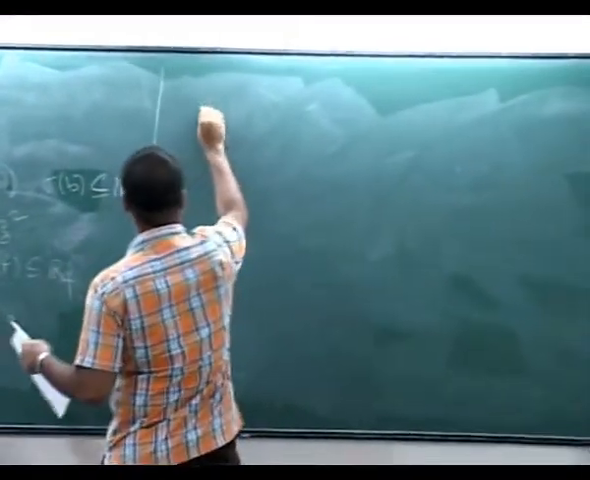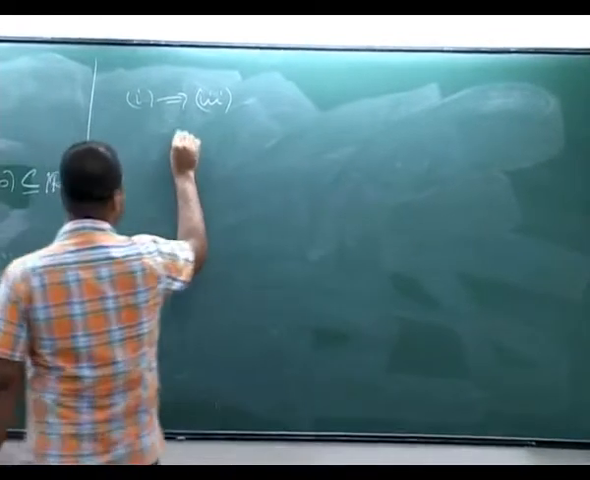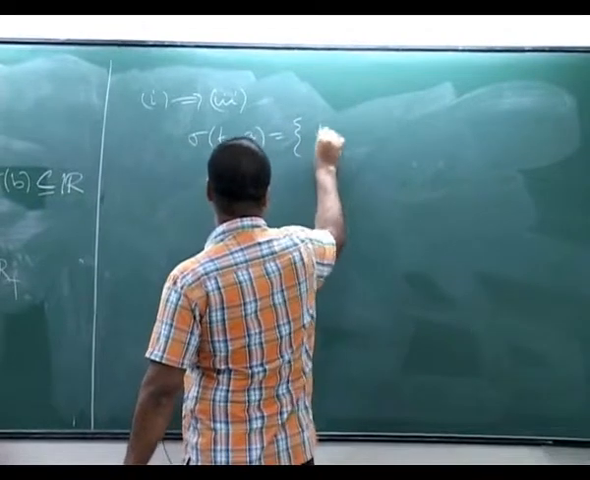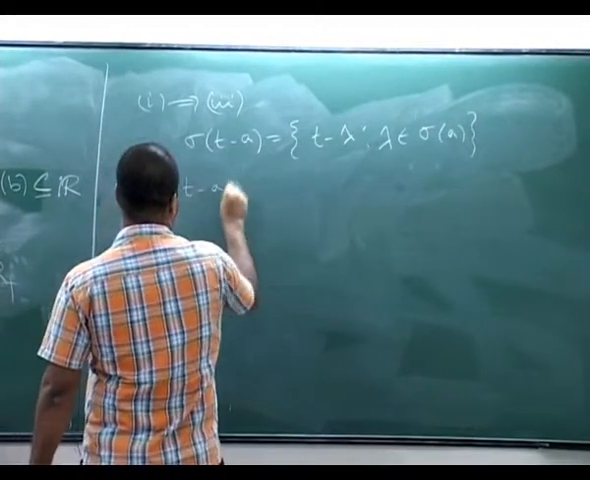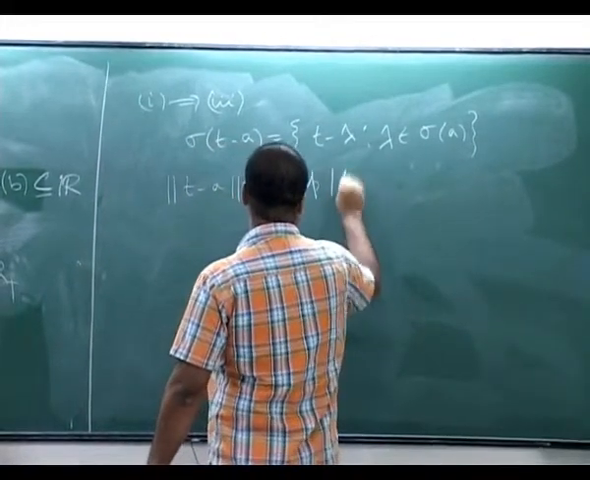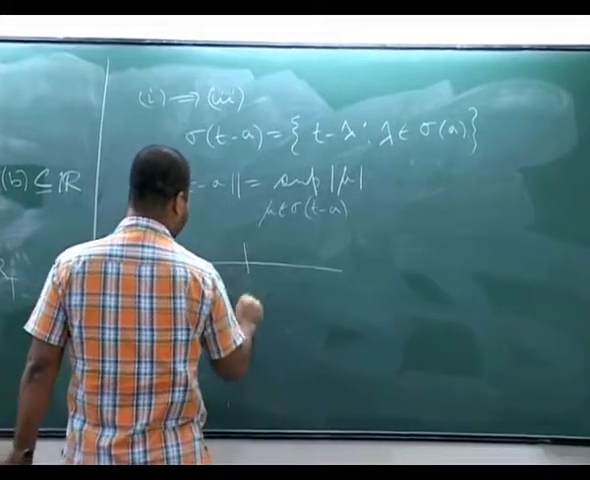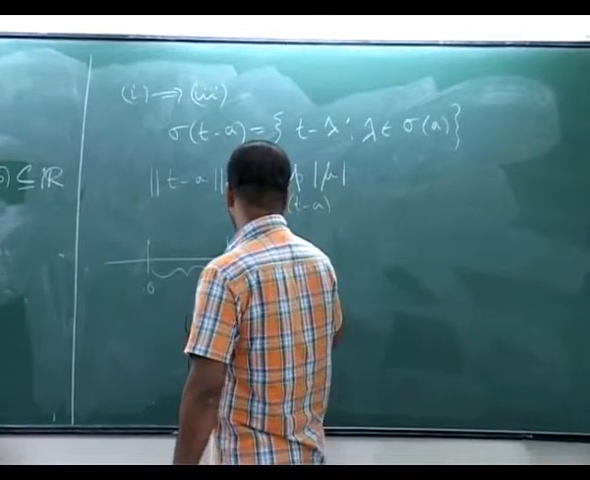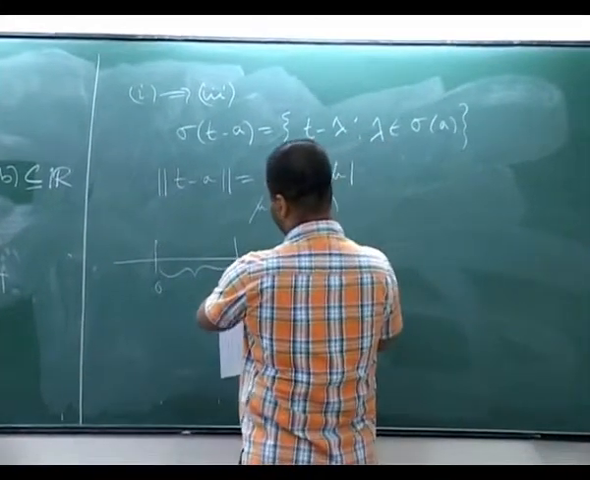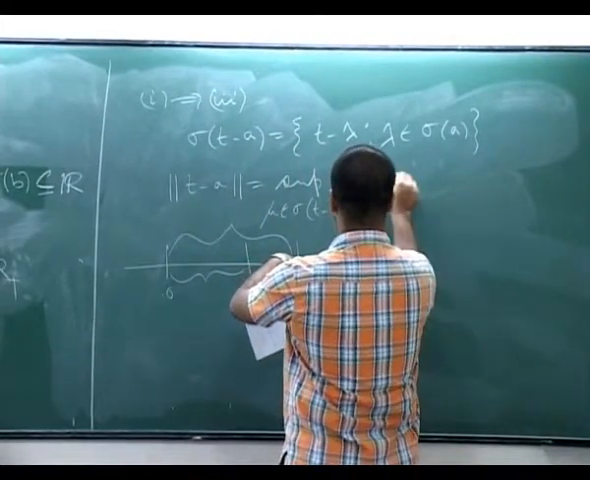So I want to prove, say, 1 implies 3. So I know that A is positive, so I look at the spectrum of T minus A. This is nothing but T minus lambda, where lambda is in the spectrum of A, and the norm of T minus A is the supremum of mod mu, where mu is in the spectrum of T minus A. So here is 0, here is norm A. So the spectrum of A is here. Take any T here. So T minus any of these quantities is really contained in this thing. So this quantity is less than or equal to T.